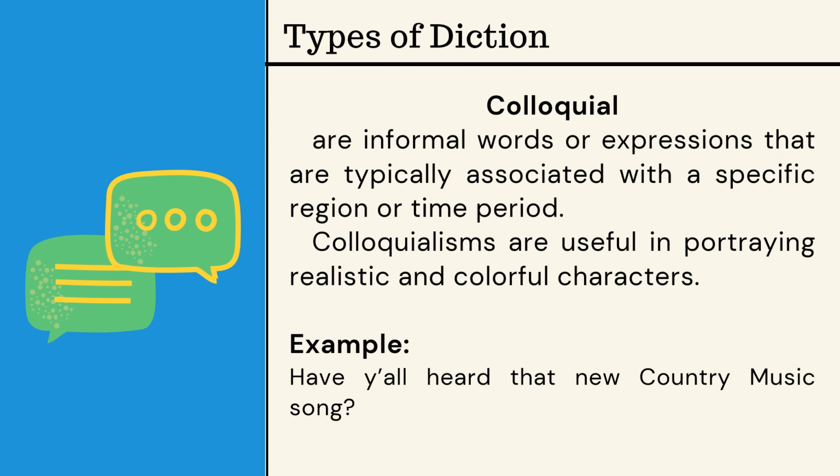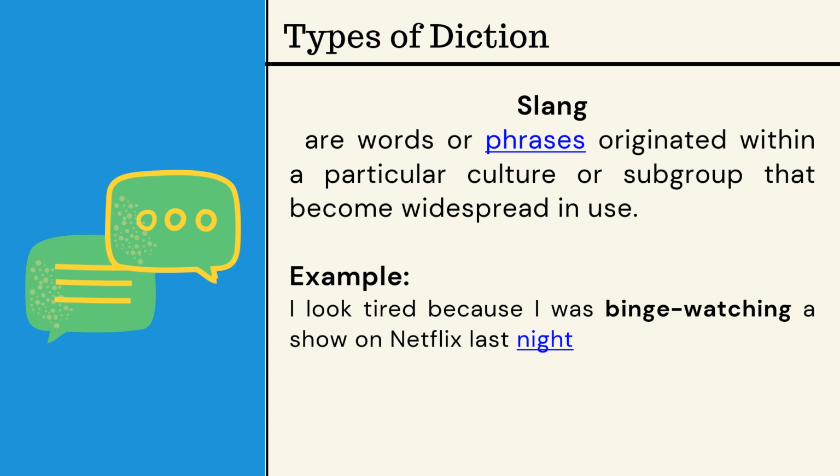Next to colloquial, we have slang. Okay, so slang is a word or a phrase originated within a particular culture or subgroup that becomes widespread in use. For example, I look tired because I was binge watching a show on Netflix last night.